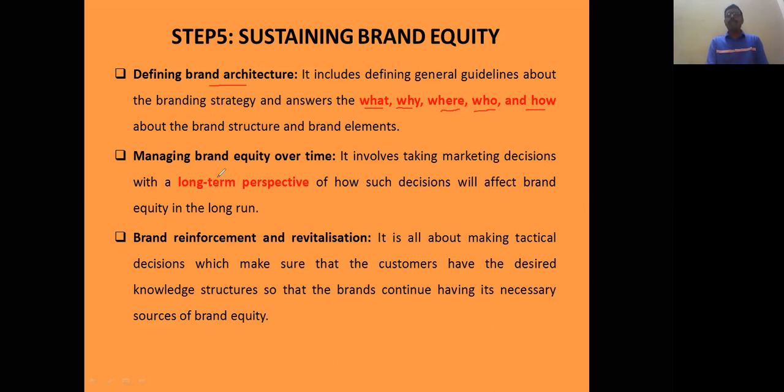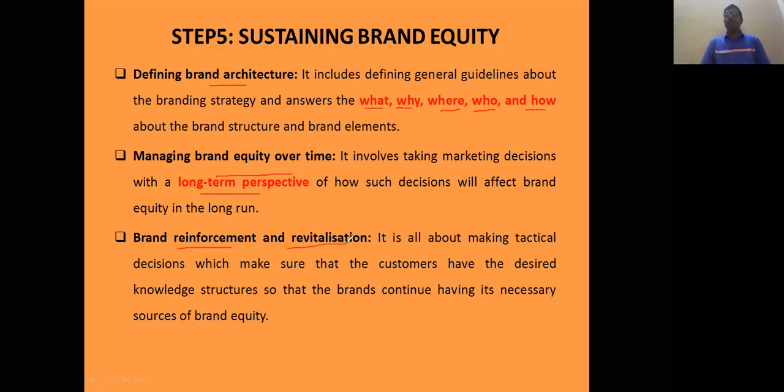Next one is managing brand equity over time. What do you mean by brand equity? The value or worth of the brand, or the value associated with the brand, is called brand equity. Usually, developing brand equity is not a short-term phase, but brand equity will be developed only through long-term realization. Next, there must be brand reinforcement and revitalization.